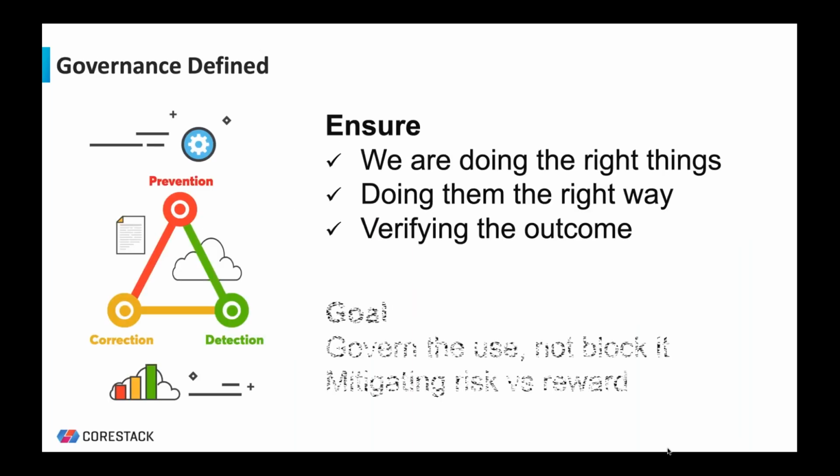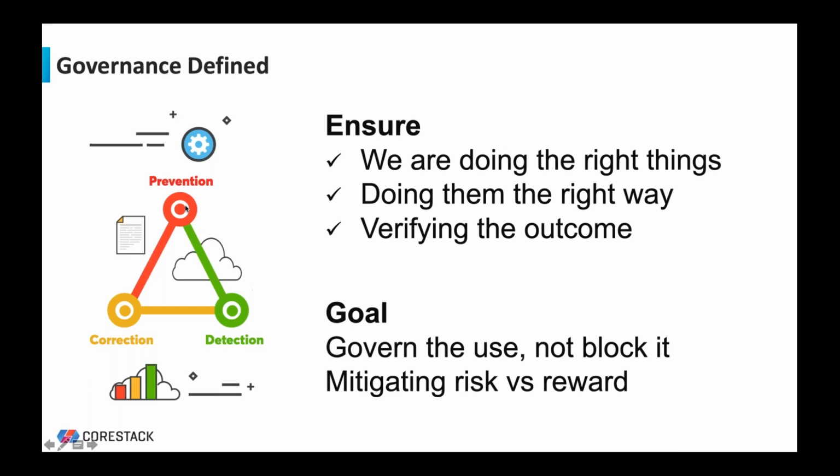So at the end of the day, what governance is, it's to ensure that we, as an enterprise, are doing the right things, we're doing it the right way, and most importantly, that we're verifying the outcome. This is where I think when companies define their governance strategy, they don't focus on the metric piece. How do we build metrics and success criteria around our governance framework, our governance story?